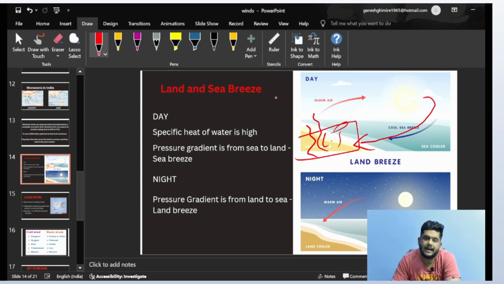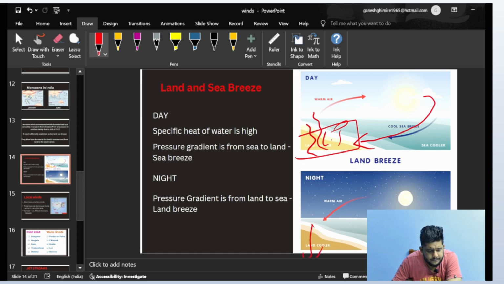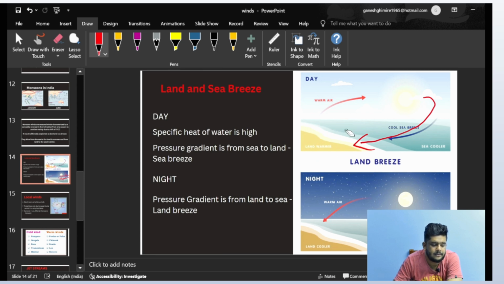All right. Now at night, what happens is the reverse. At night, land gets cooler much faster, all right? And sea is still warmer, isn't it? And at night what happens? The warm air from the sea rises, and the cool air from the land occupies this space. So that is what land breeze and sea breeze is. During the day, a low pressure zone is created at land, and during night, a low pressure zone is created at sea. Okay, so that is what land breeze and sea breeze is all about.